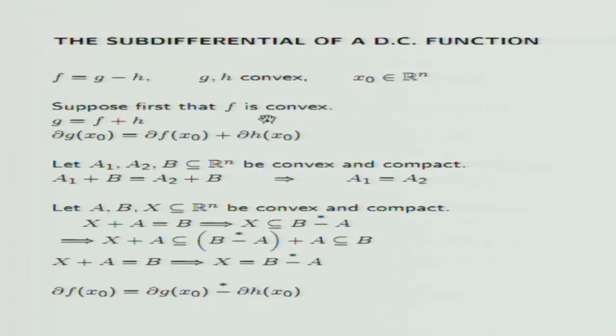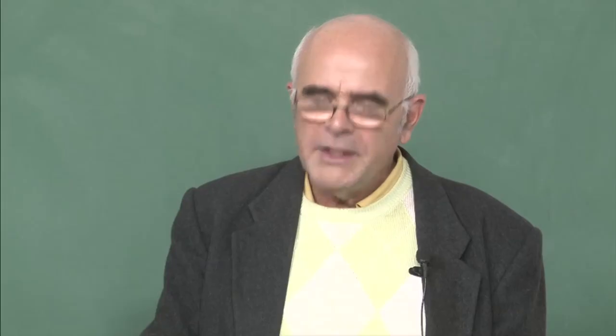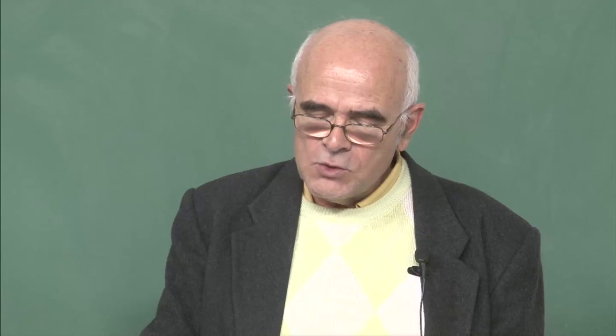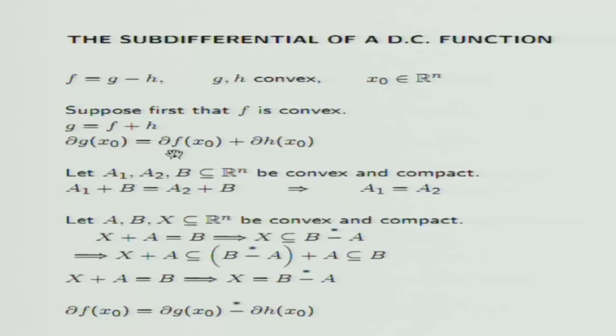But convexity was essential in this proof at this step. We need convexity to use the additivity of the subdifferential. Now the question is, does this formula hold in the general DC case? Of course, the proof doesn't hold, but maybe the formula holds true in the more general case.